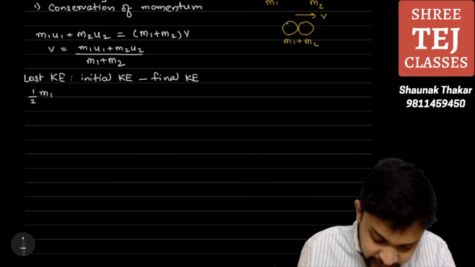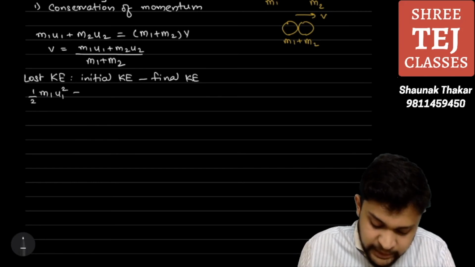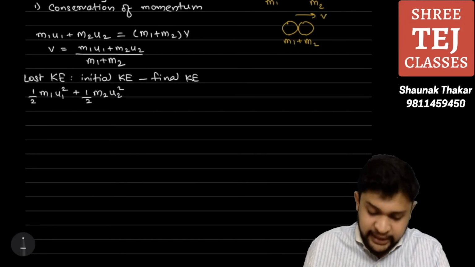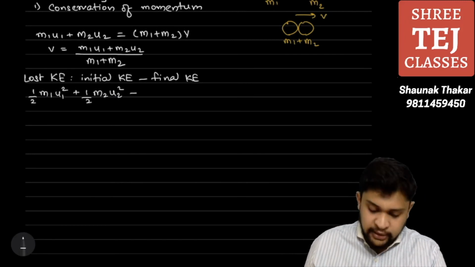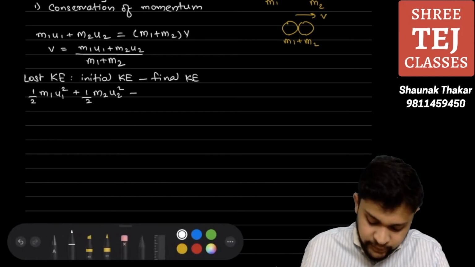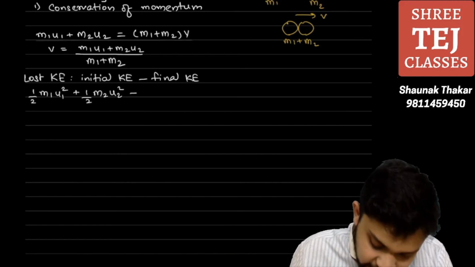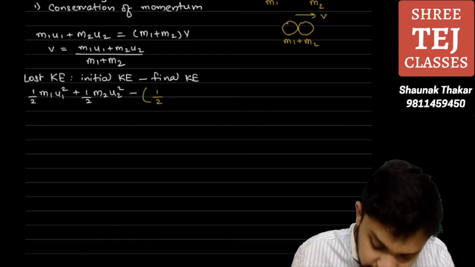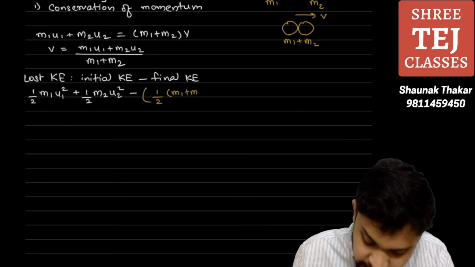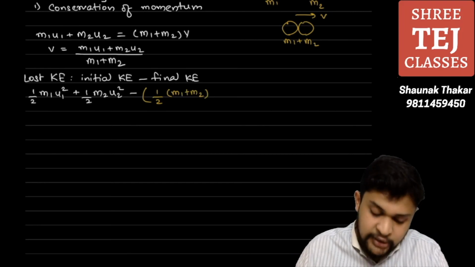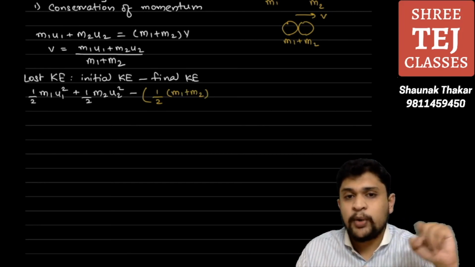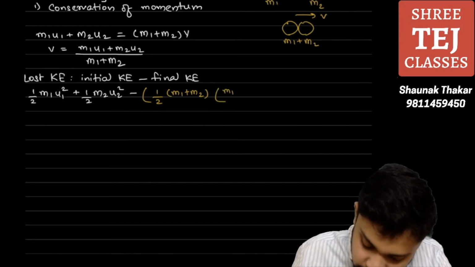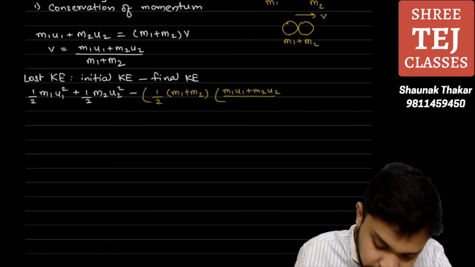Half m1 u1 square plus half m2 u2 square. So this will be initial kinetic energy, and from that we will subtract final kinetic energy. So let us write final kinetic energy. Final kinetic energy will be half. Now mass is m1 plus m2. And velocity is m1 u1 plus m2 u2 upon m1 plus m2. So m1 u1 plus m2 u2 upon m1 plus m2, and that's square.